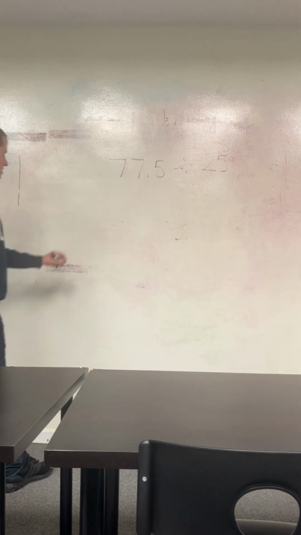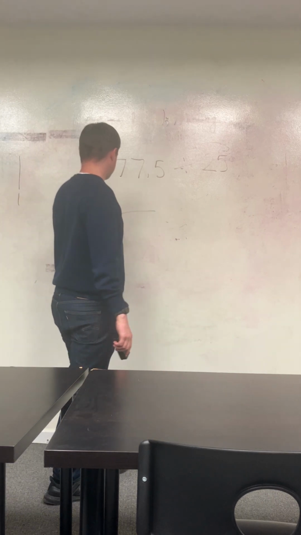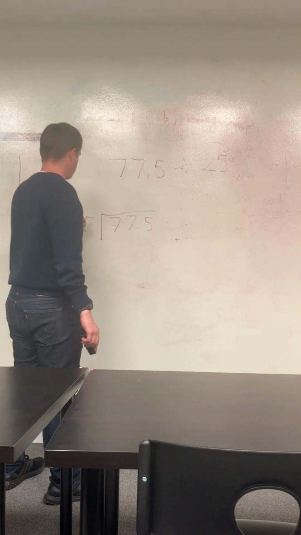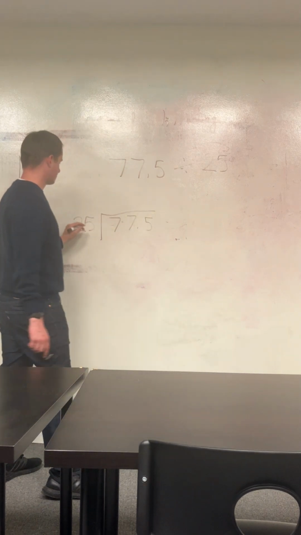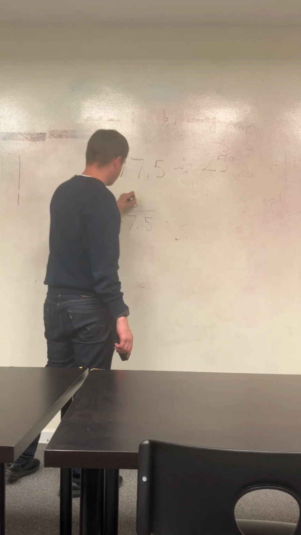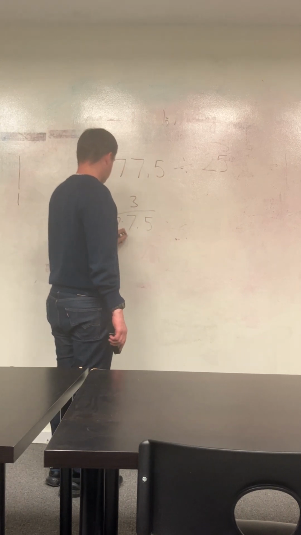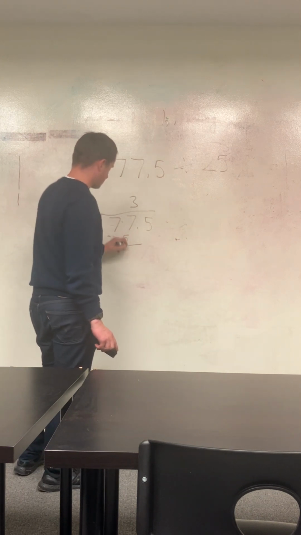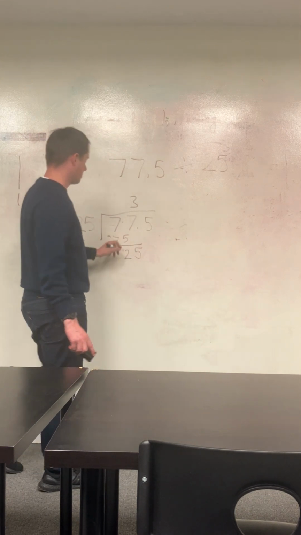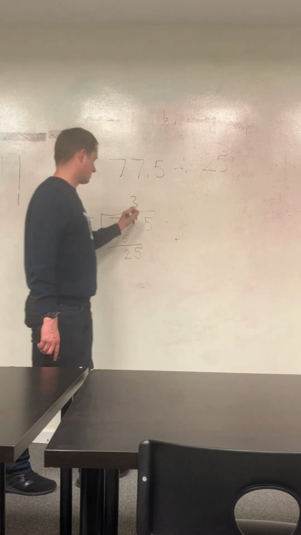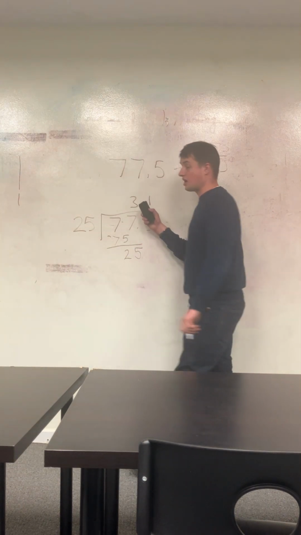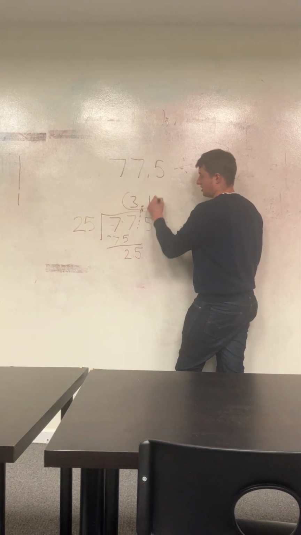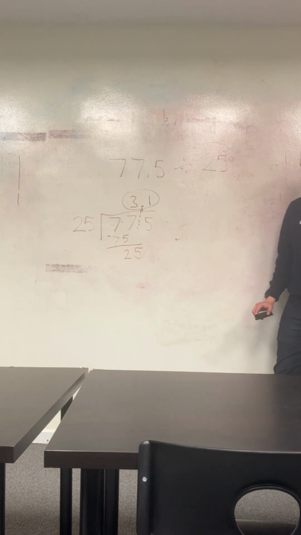So here we're gonna have 77.5, 25. You just need to remember, well, I'm just gonna do this first. 25 goes into 77 3 times. 3 times 25 is 75. We subtract to get 2, we bring the 5 down here. 25 goes into 25 one time. The answer is not 31. We have to bring the decimal point up here. The answer is 3.1. So that's division.